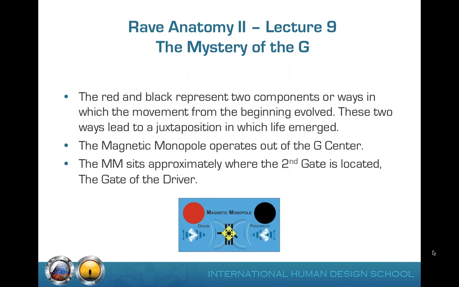So the red and the black represent two components, or ways in which the movement from the beginning evolved. These two ways led to a juxtaposition in which life emerged. So that's why it's called a biverse. And the magnetic monopole operates out of the G center. It sits right about where the second gate is located. It's the gate of the driver. So it's the sternum, if you want to know where on your body it sits. It's right in the sternum.